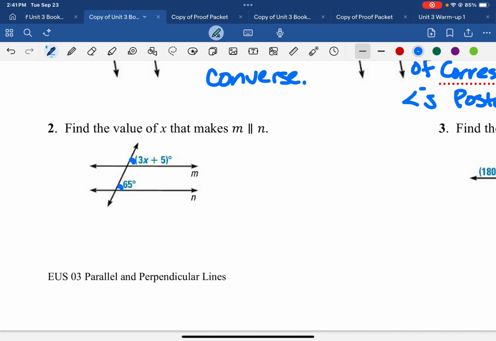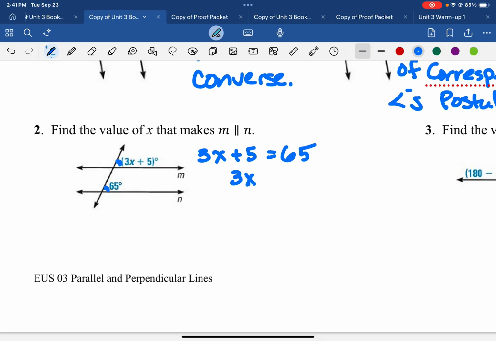Same side of the transversal, both sitting on top of the line, so they're corresponding. So if these are equal, the lines will be parallel. So your equation is 3x plus 5 equals 65. And then we just solve for x. So 3x equals 60 and x equals 20.